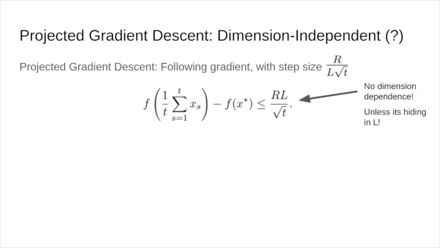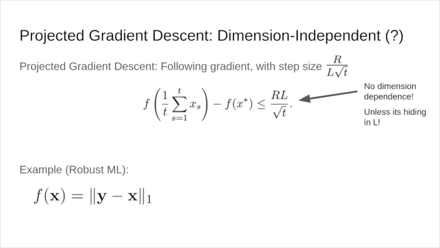So this on the right depends on the radius, the R, which is like the size of your problem, L, which is the Lipschitz constant, and T, which is the number of steps you've taken. So you don't need to think of particularly evil examples to see that this is true.